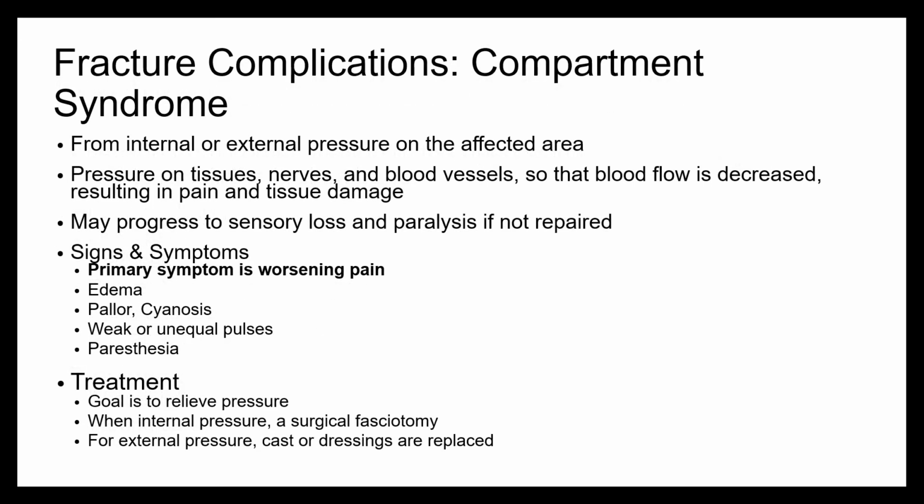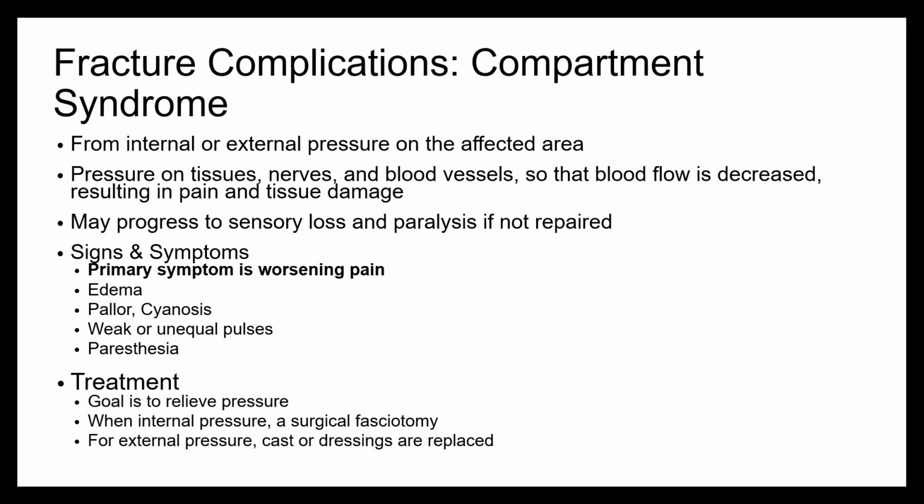Our next potential complication is known as compartment syndrome. Compartment syndrome can occur as a result of internal or external pressure on the affected area. Internal pressure can come from bleeding or edema. When there's bleeding or edema into the area, then there is nowhere for the drainage to go. It can become trapped in the space. The increased fluid puts pressure on the tissues, nerves, and blood vessels so that the blood flow becomes decreased, eventually resulting in pain and tissue damage. External pressure can come from a cast or a dressing that's been applied too tightly.